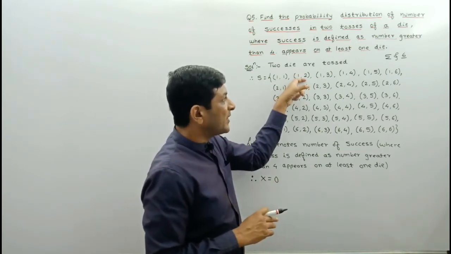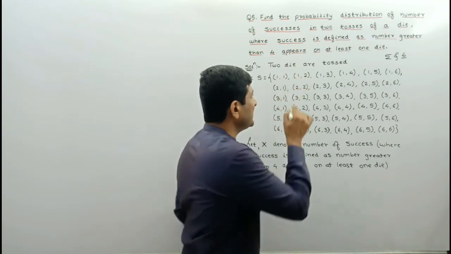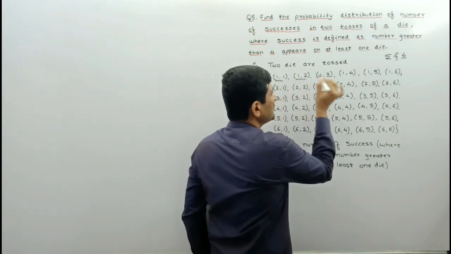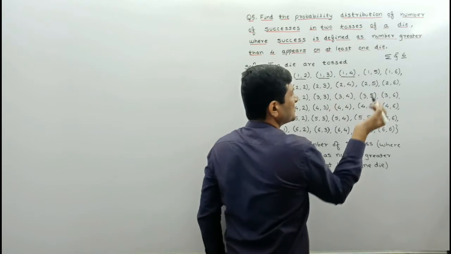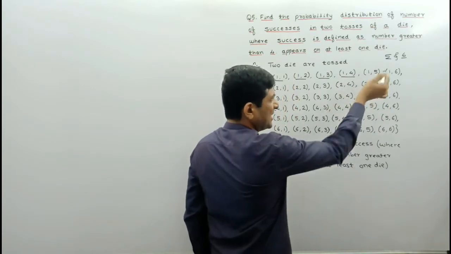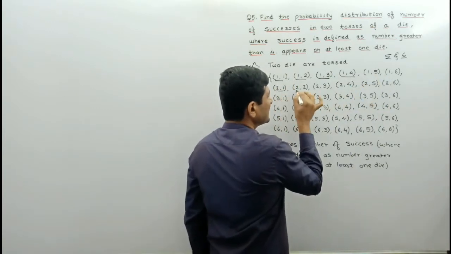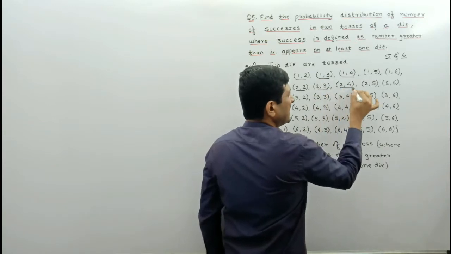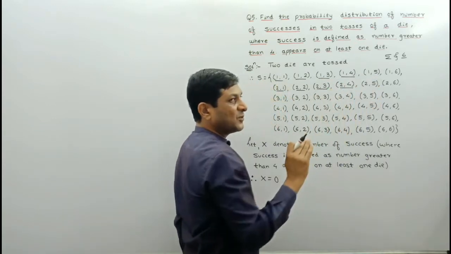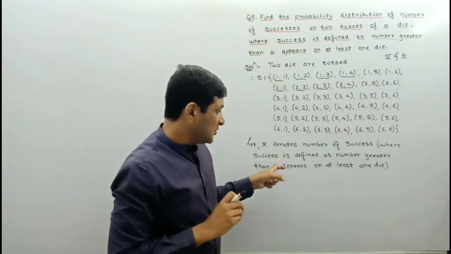Here also 4 and 5 do not appear, so for this element also X is equal to 0. For this element also X is equal to 0. Here 5 appears, so we are not considering that element. We are looking for elements in which not a single number greater than 4 appears.